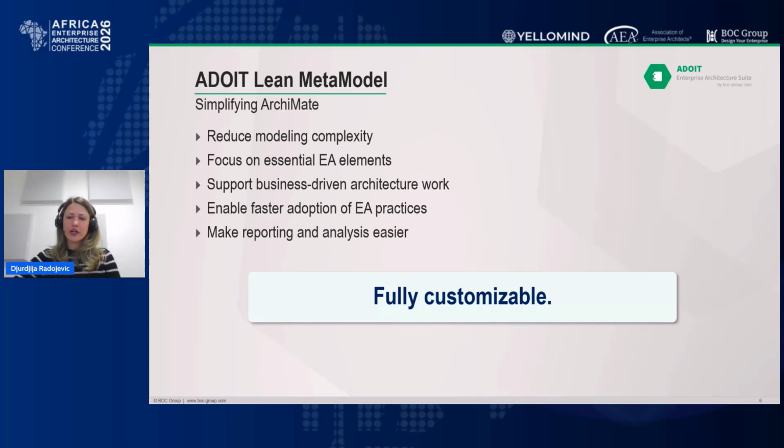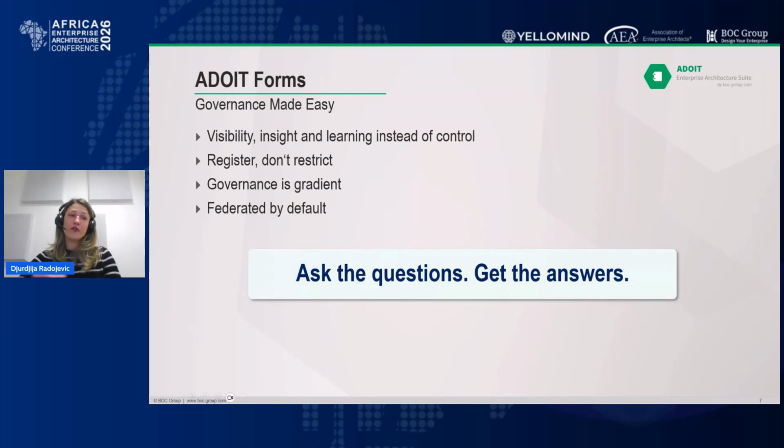However, democratizing architecture is not only about modeling. So yes, the ADOIT Lean Meta Model is great, but it's also about enabling people to contribute information easily. So not to make it overwhelming, not to make it seem like every entry of every application or capability is a lot of work. And this is why we've developed ADOIT forms. What ADOIT forms are is actually governance made easy. What I mean by this is that they make it easy for stakeholders across the organization to contribute their own information without needing to understand architectural modeling. And this changes the nature of governance. It makes it much less intimidating. So instead of it being about strict control, it actually becomes about visibility, insights, and learning.